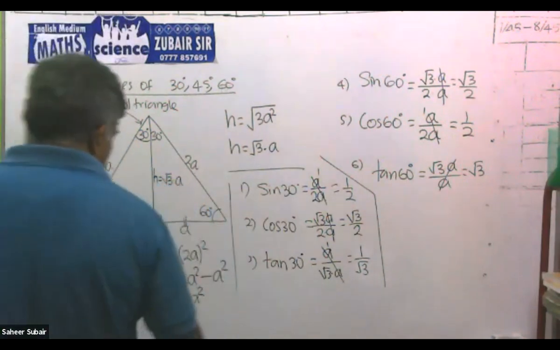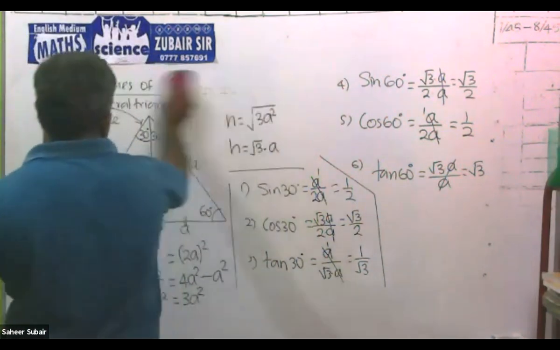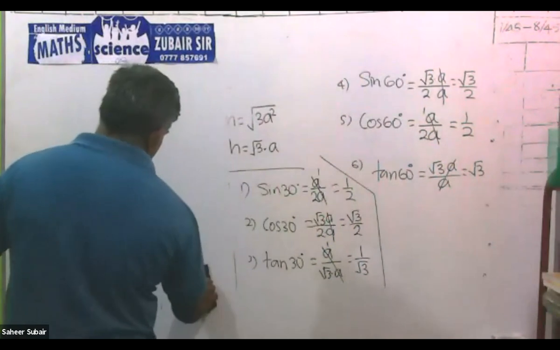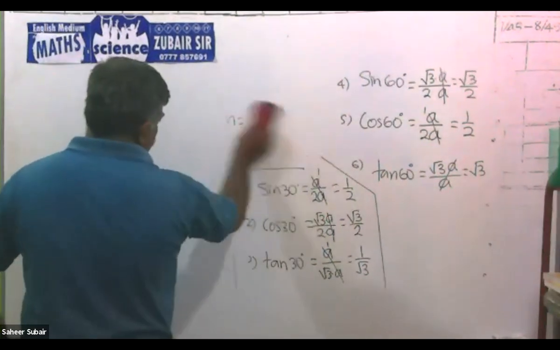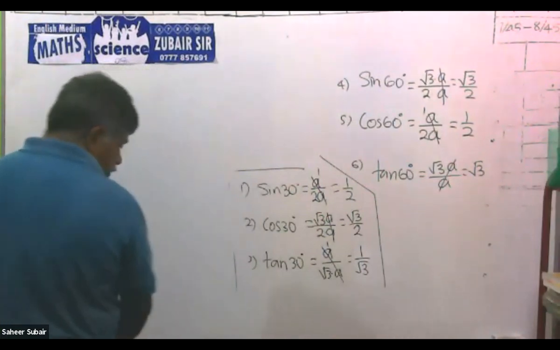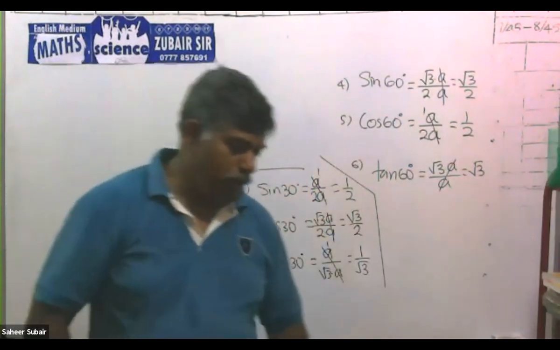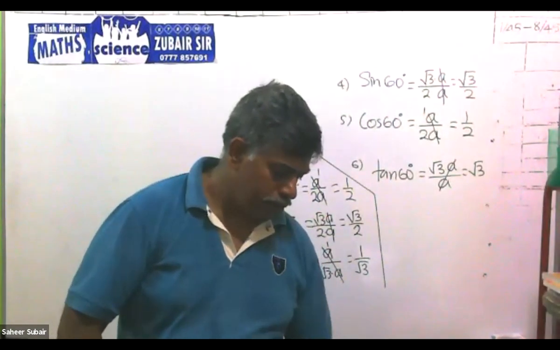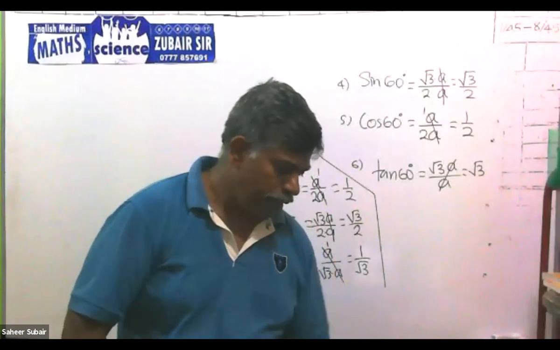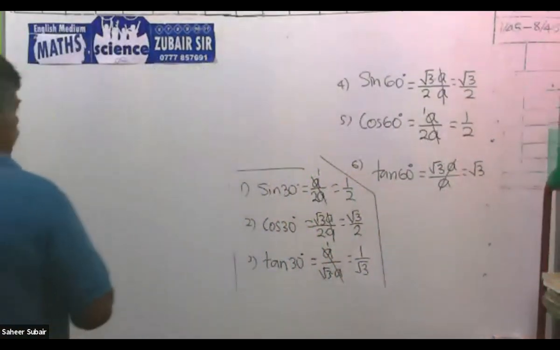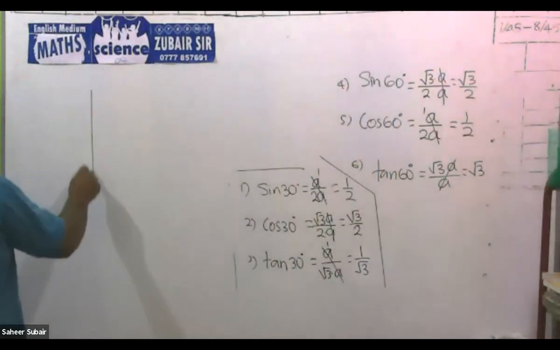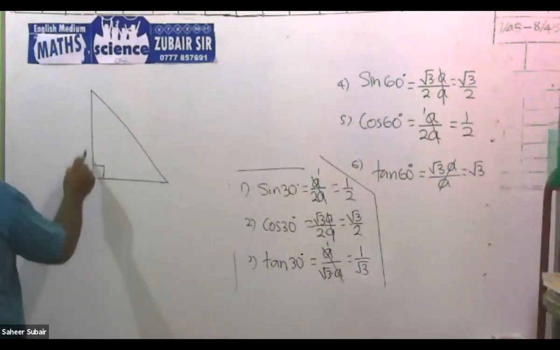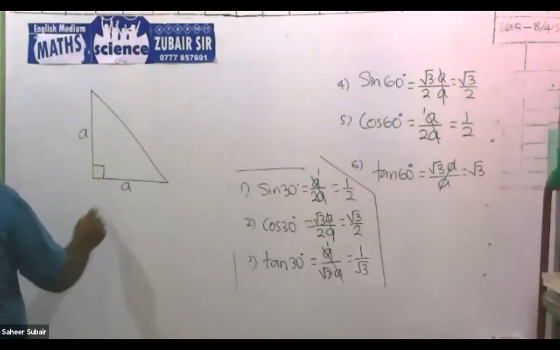Is it okay? Then you know the values for 30 degree and 60 degree. Then we'll take an isosceles right angle triangle. This is the right angle, and these sides are equal.